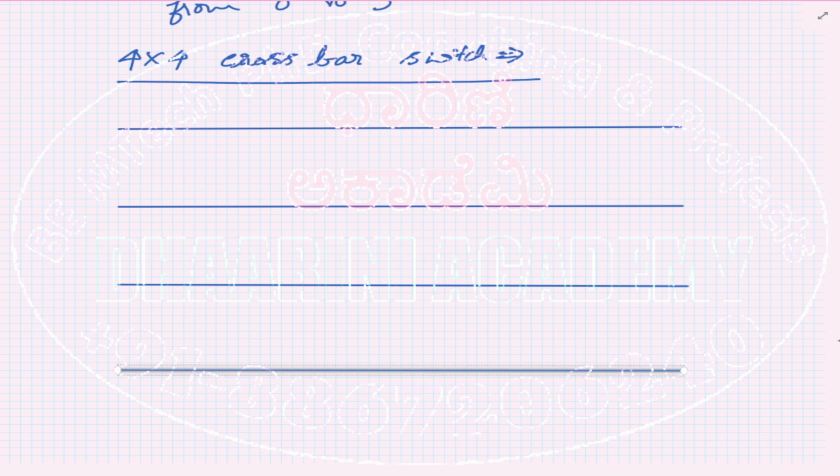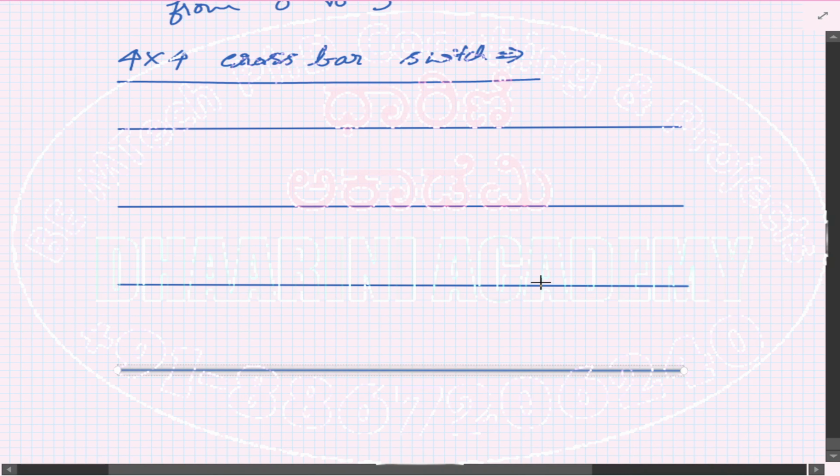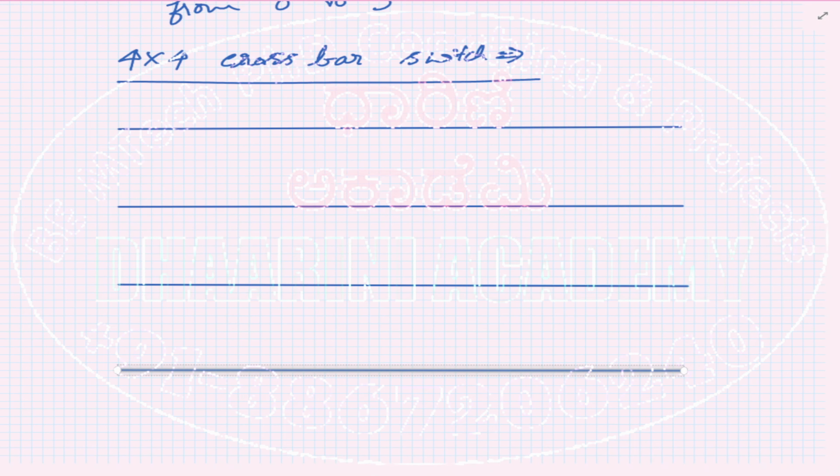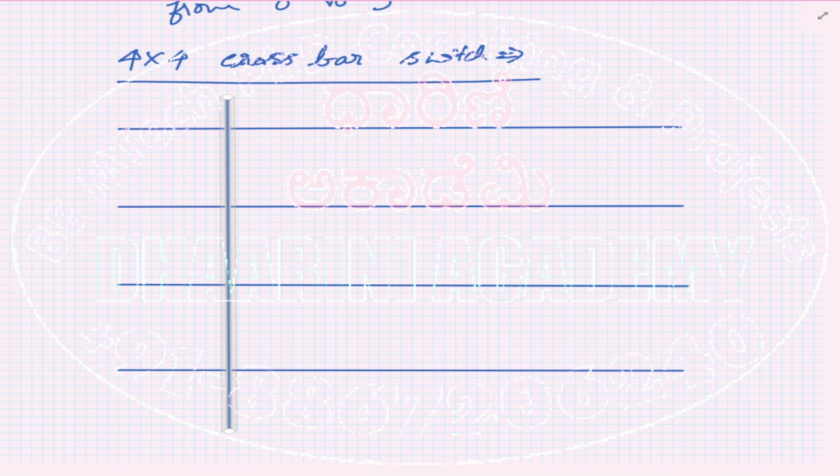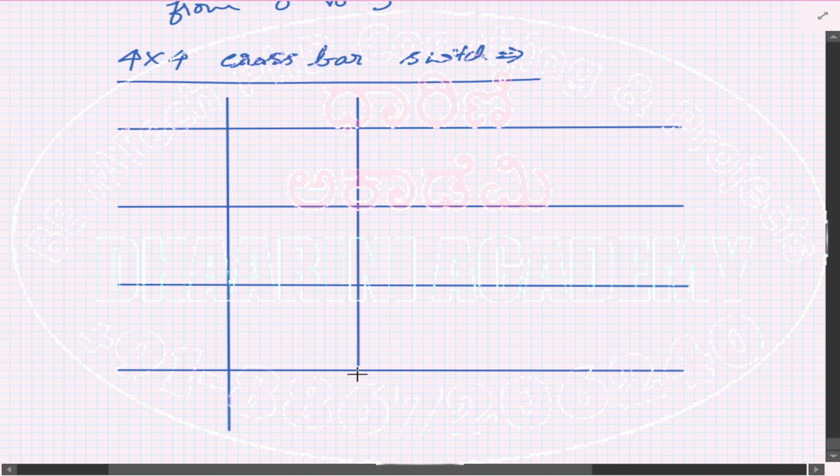Then now in this diagram we need 4 input lines. Okay, so the input lines I'm going to draw, say like this. Okay, say these are the input lines: 1, 2, 4.